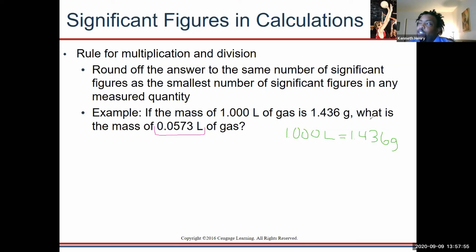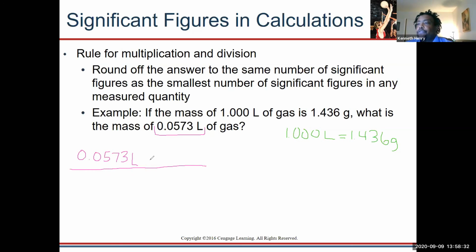Okay. And it says, what is the mass? That means that's what we're looking for. We want the mass, right? So we have 0.0573 liters. And you guys know the difference between liters, right? Volume of water, right? It's not how much that weighs. When we want to ask how much something weighs, we want pounds or grams or mass. We want the mass, okay? So we're starting with the volume.